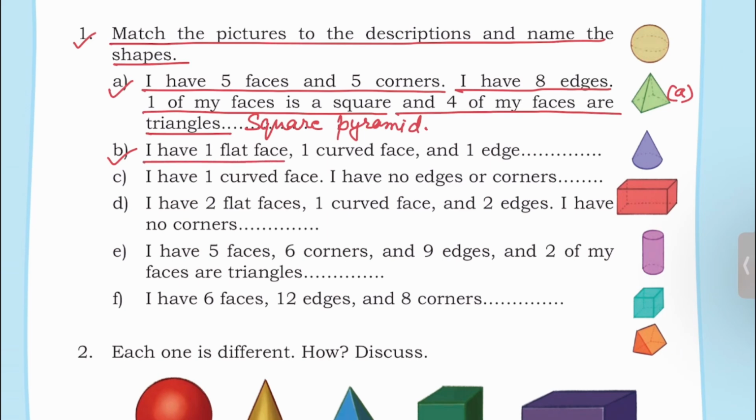B. I have one flat face, one curved face and one edge. The answer is cone. C. I have one curved face. I have no edges or corners. The answer is sphere.